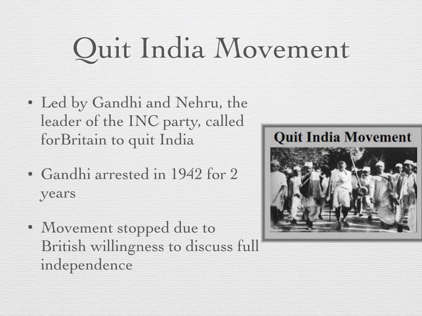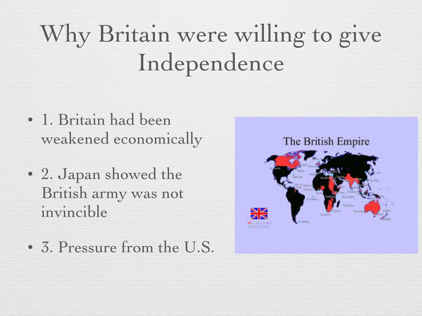Now, the Quit India campaign took place during World War II, and after the war, Britain was in too weak of a position to hold on to the jewel in the crown, as they called India. Britain had been weakened economically by the war and couldn't afford to deal with the civil unrest in India. Another reason they were willing to give India independence is Japan's victories over British forces in World War II, which also showed that the British could be defeated a lot more easily than people had thought before.